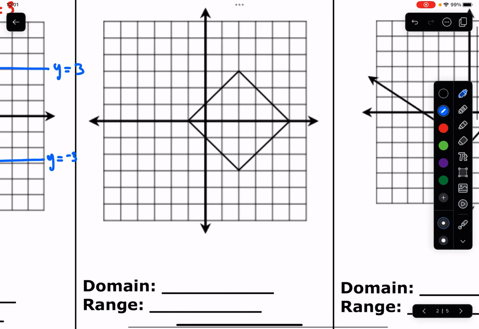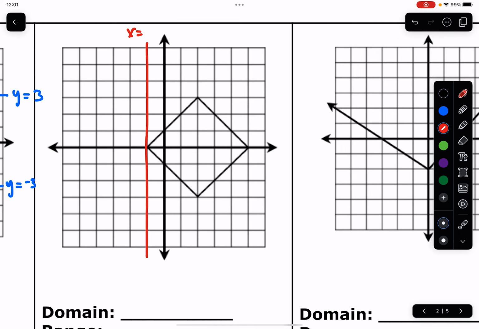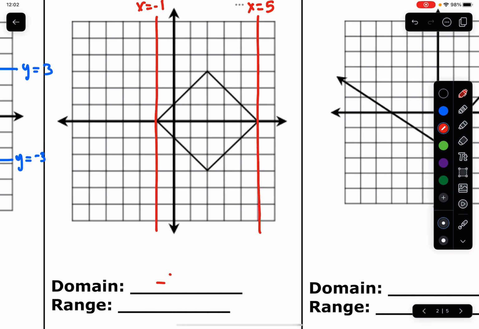Now let's look at the diamond. The diamond again is also bounded for the domain and the range. The farthest that the diamond reaches along the x values is no further than this vertical line, which is the line x equals -1. And the diamond doesn't move any further than this vertical line, which is x equals 5. So the domain of this function are all the x values between -1 and +5. And again, it's a closed interval on both ends.